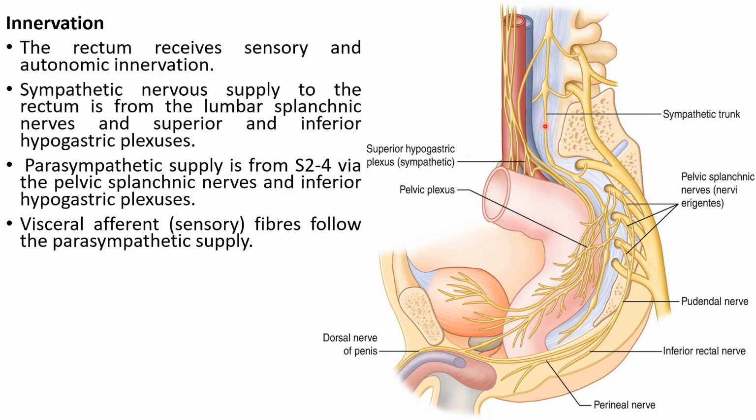This is a sympathetic trunk. Here you can see superior hypogastric plexus. This is the pelvic splanchnic nerve. Here is the pudendal nerve. This is the inferior rectal nerve. This is the perineal nerve. Here is the pelvic plexus.